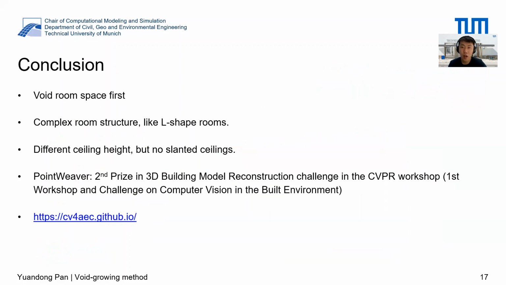In summary, our newly proposed void growing approach is a novel approach which detects the void room space in a building first instead of detecting planes first. It can reconstruct rooms with complex structure like L-shaped rooms. Furthermore, it can reconstruct rooms with different ceiling heights. However, no slanted ceilings can be detected, but this is one of our further research topics.